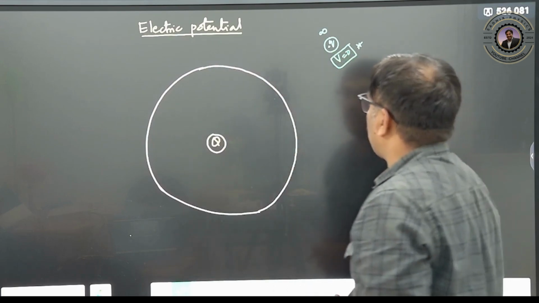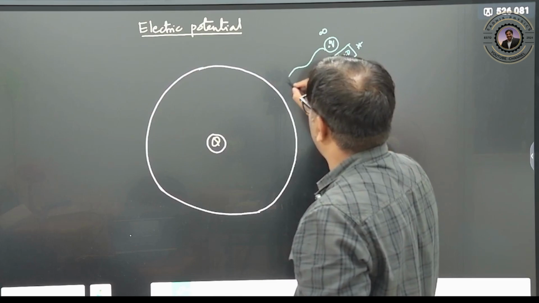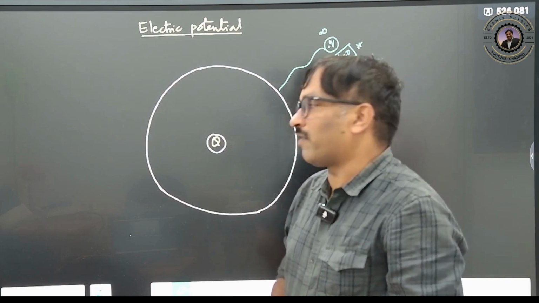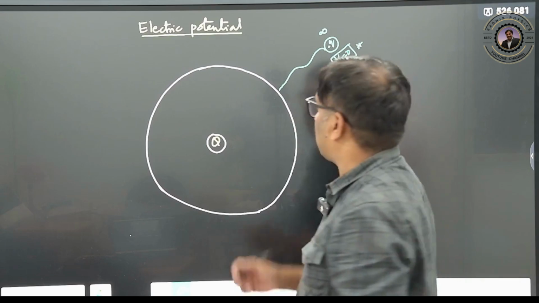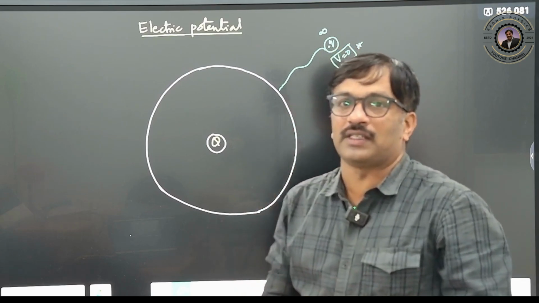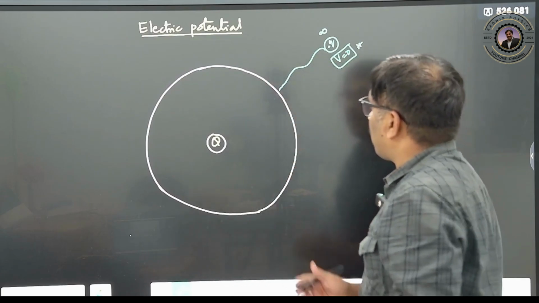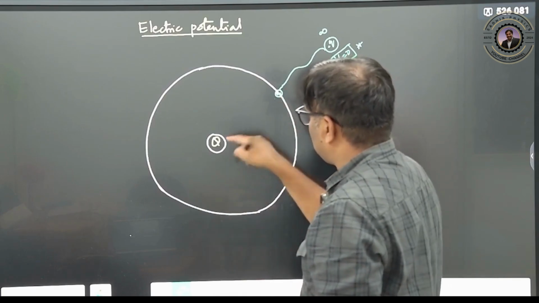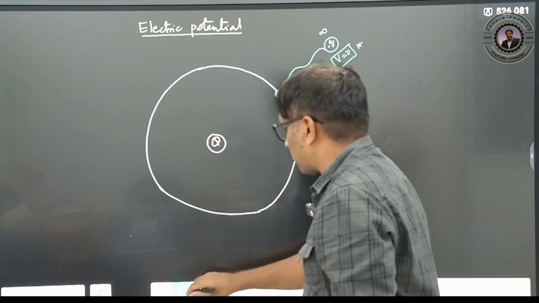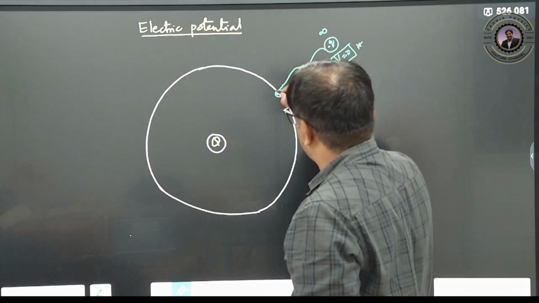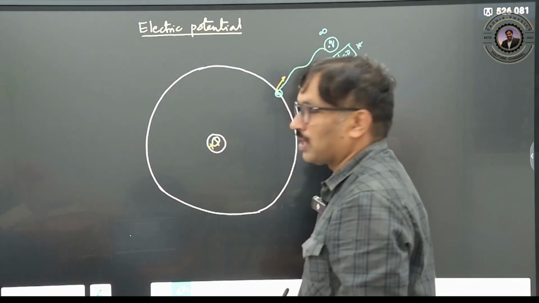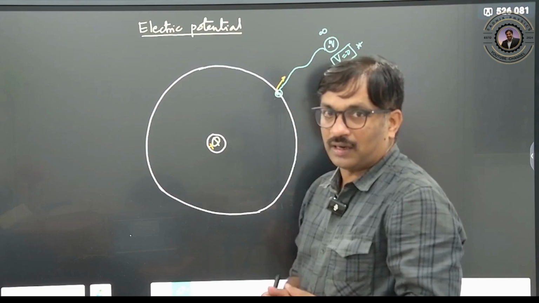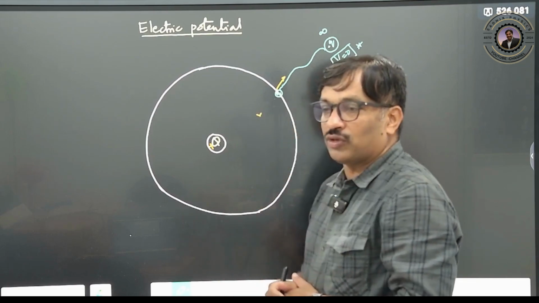Now I will bring this charge. Before entering the field, the work done is 0, because there is no extra field, so we need not do any work from here to here. But observe, once it starts entering this field, this charge will exert a force. Because both are positive charges, a repulsion force will act. But I want to move this charge toward this side and keep it somewhere here. What should I do? I should exert a force.